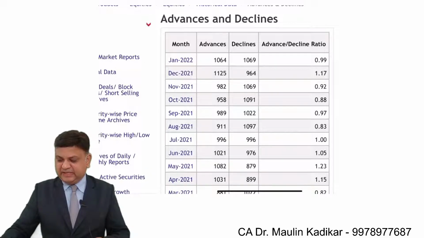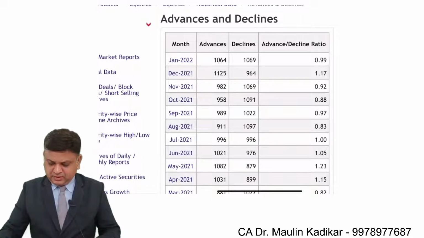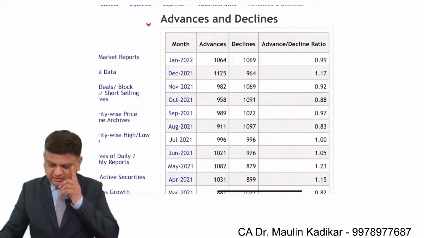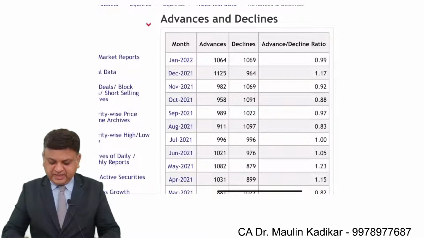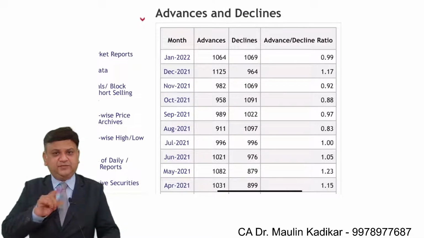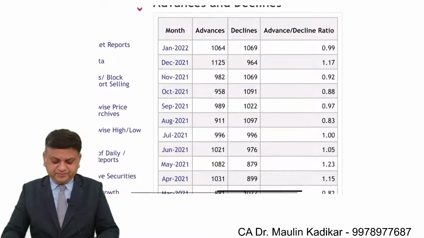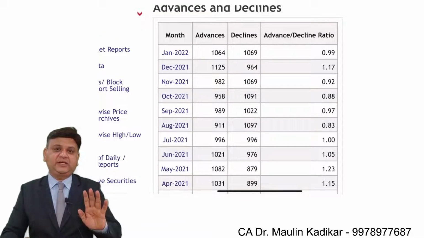So that is over here 1064 minus 1069 divided by the total number of trades, and that ratio is 0.99. That is the way the advance decline ratio is there over here. However, the breadth index is calculated as the difference of these two divided by the total number of trades. This is the way we have the advances and declines in the market.